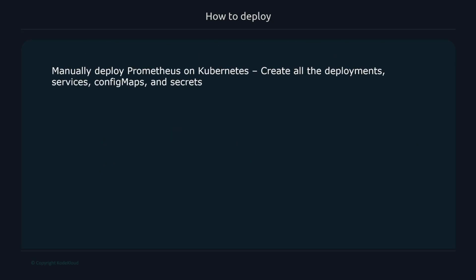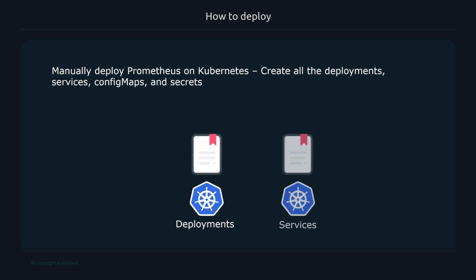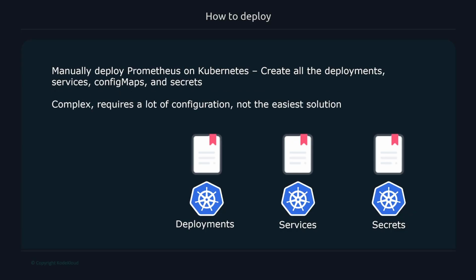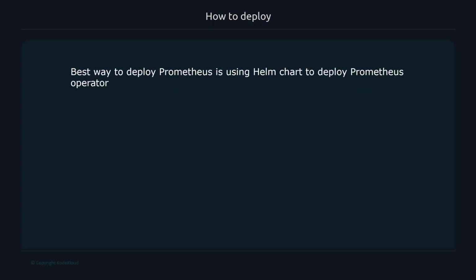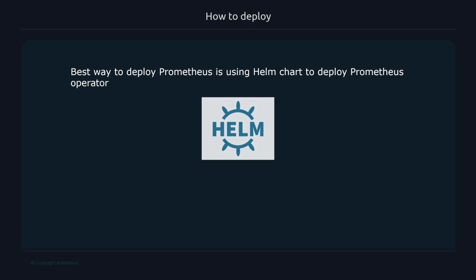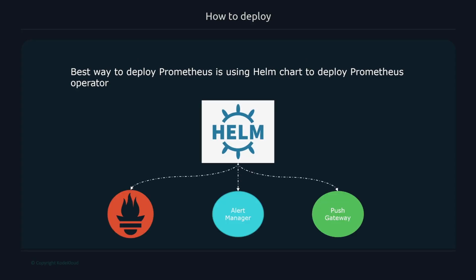To deploy Prometheus, we can manually go in and create all of the necessary Kubernetes objects. So that's going to be all of the various deployments, services, config maps, and secrets, so that we can get everything necessary for a Prometheus instance to work on a Kubernetes cluster. But this is fairly complex and it requires a lot of configuration out of the gate, and it's not exactly the easiest solution. Instead, another thing that we can do is deploy Prometheus using a Helm chart to deploy the Prometheus operator. And that way, we can make use of Helm to actually deploy all of the different components of a Prometheus solution onto our Kubernetes cluster.